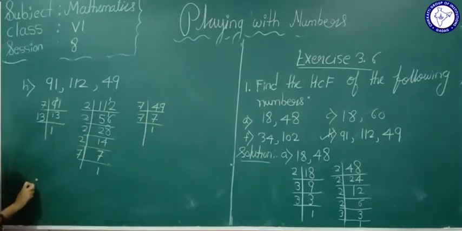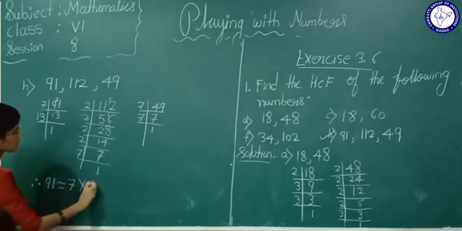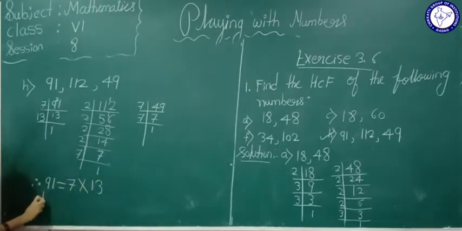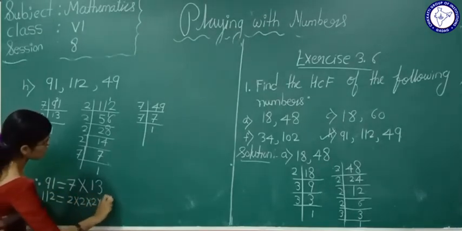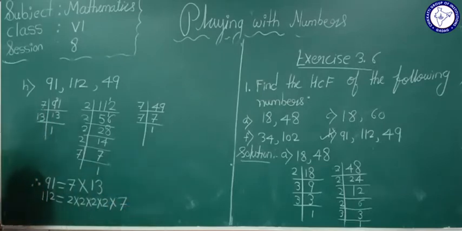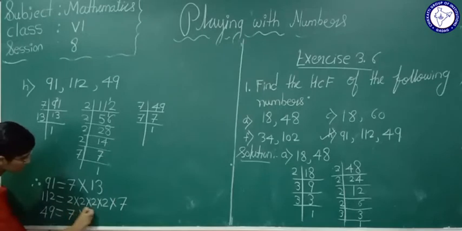Say therefore, what is the prime factorization of 91? It is 7 multiplied by 13. So what is the prime factorization of 112? It is 2 multiplied by 2 multiplied by 2 multiplied by 2 multiplied by 7. So what is the prime factorization of 49? It is 7 multiplied by 7.